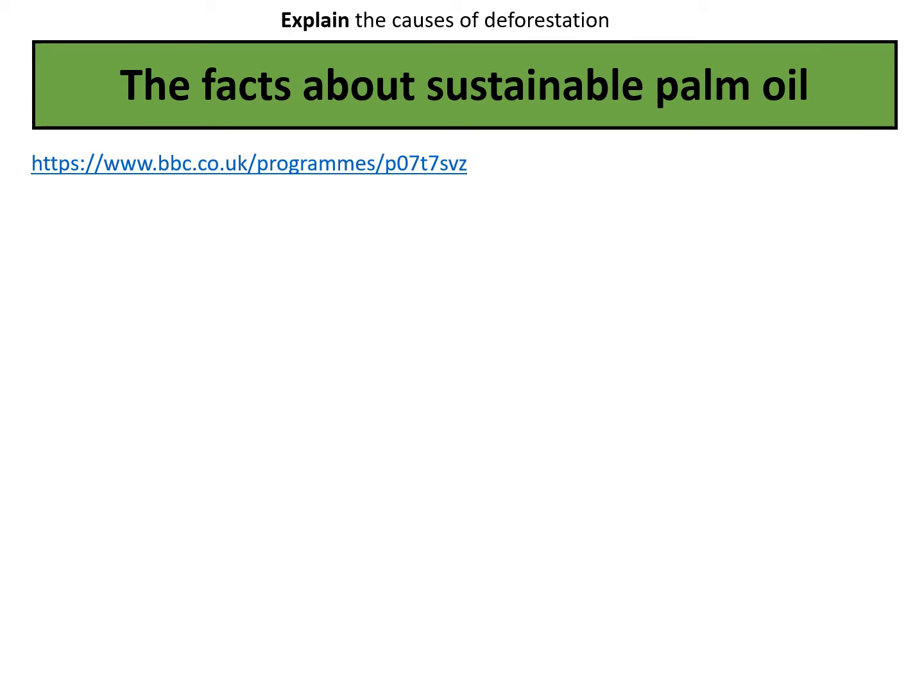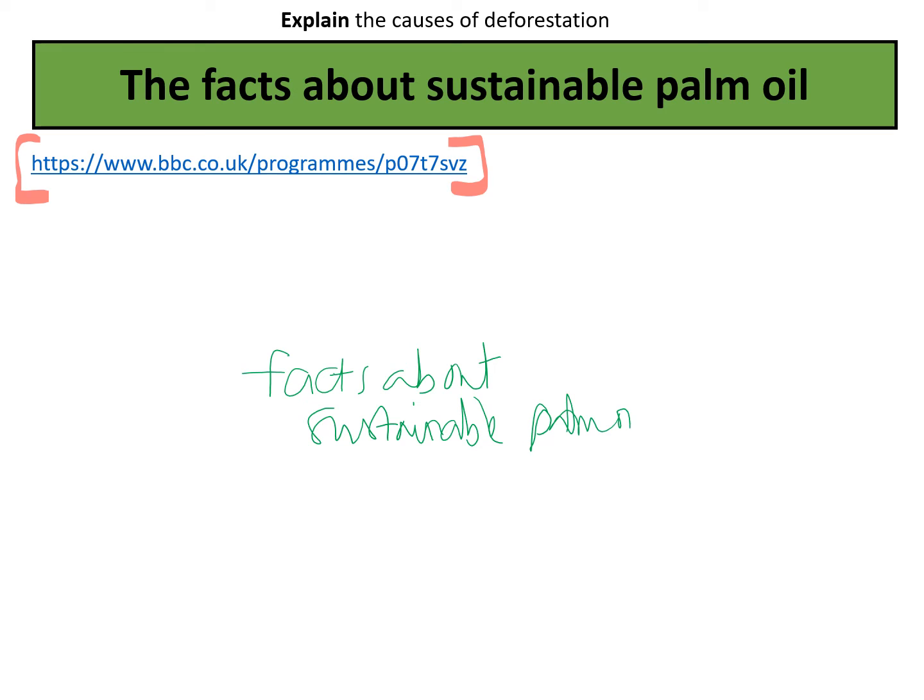So we're going to focus on palm oil. So I would like you to type this link into Google or in Safari or whatever you're using and make a little spider diagram. So in your spider diagram, write down facts about sustainable palm oil, and then make a spider diagram and annotate around it whilst you're watching that video, and then come back to this video as we still have some activities left.